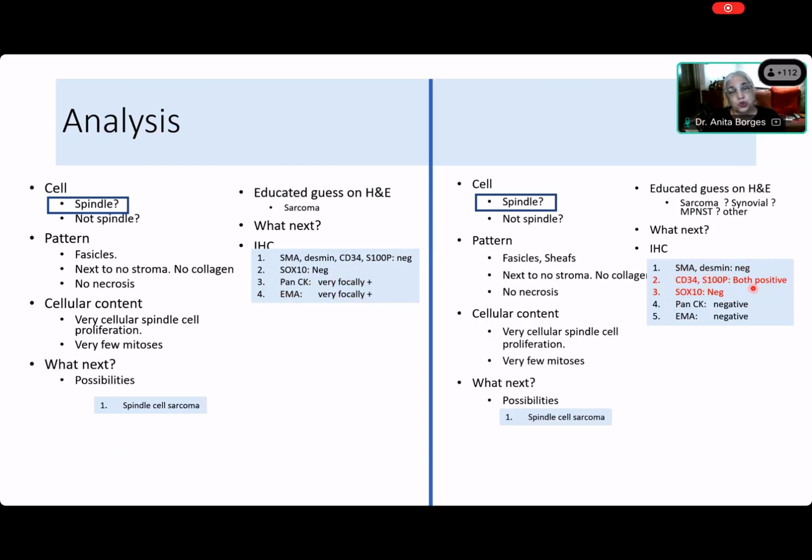Now, why did we do cytokeratin and EMA? Come on, you know this. To rule out carcinoma. Do you think that you know the history? What's the history? You think you're going to get a carcinoma? No. So not to rule out a carcinoma.